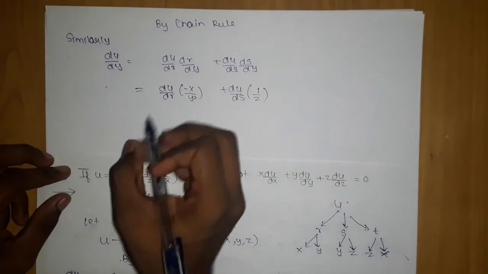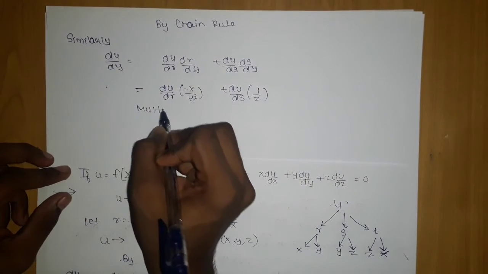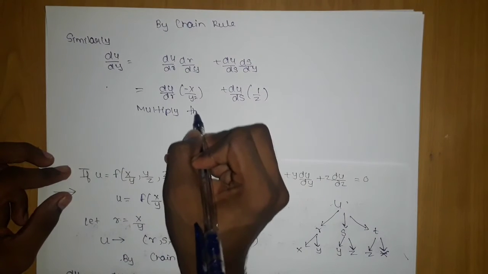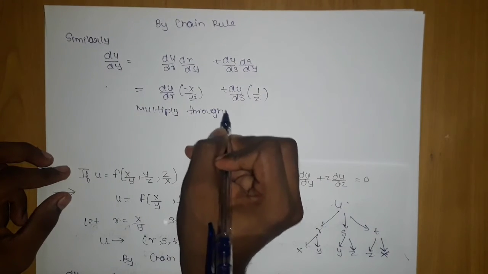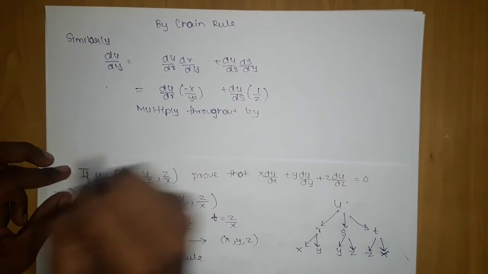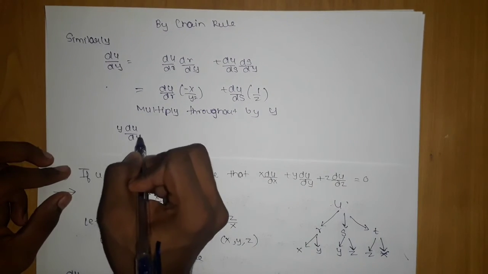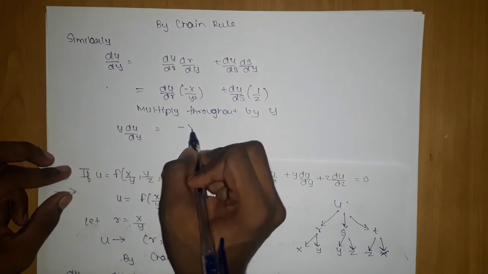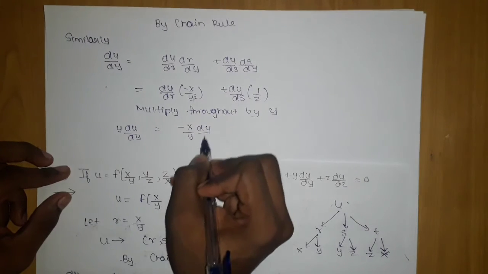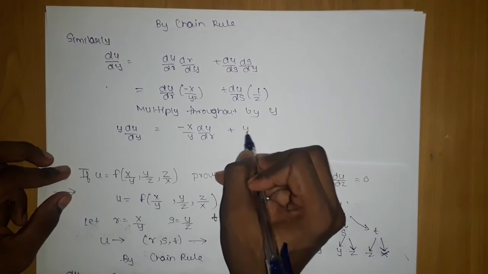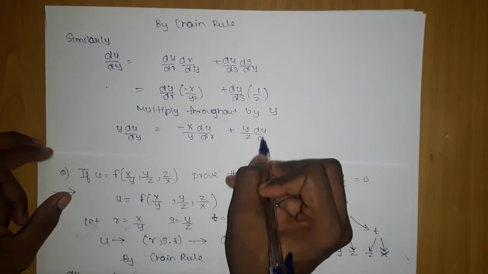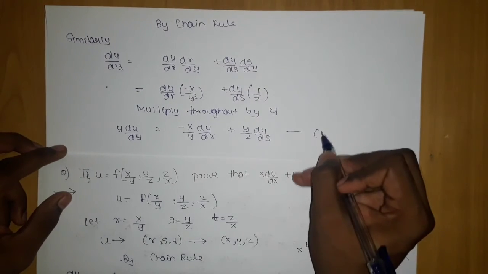Further on, multiply throughout by y. You are going to get y ∂u/∂y equals minus x by y ∂u/∂r plus y by z ∂u/∂s. Just call it B.